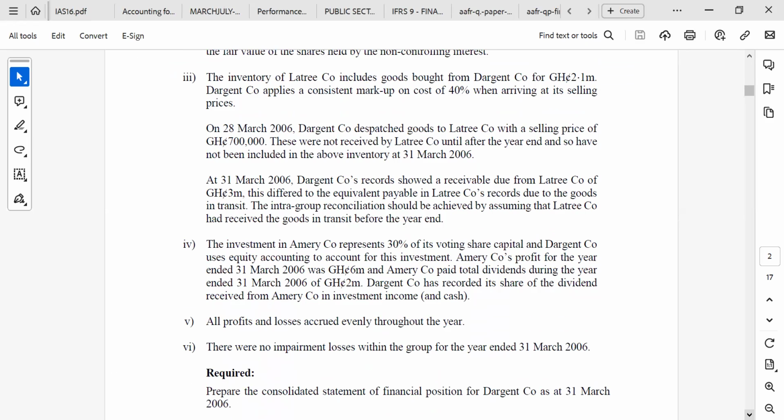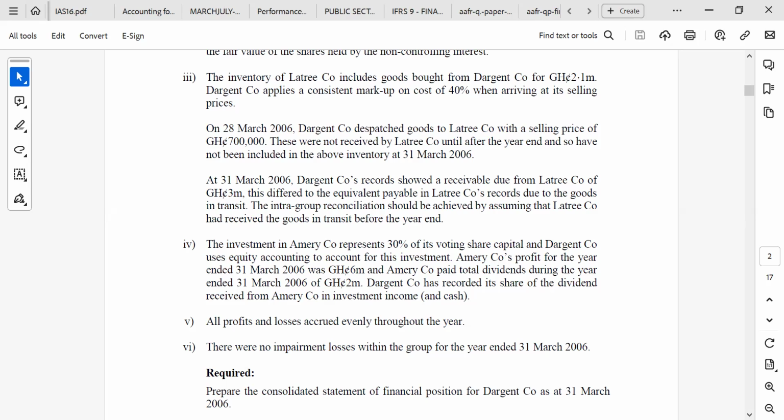The investment in Amerco represents 30% of its floating share capital, and Dargent Co uses equity accounting to account for this investment. Amerco's profit for the year ended 31st March 2006 was $6 million, and Amerco paid a total dividend during the year of 2 million. Dargent Co has recorded its share of the dividend received from Amerco in investment income, in cash. So this is investment in associates, and they are using the equity accounting method.